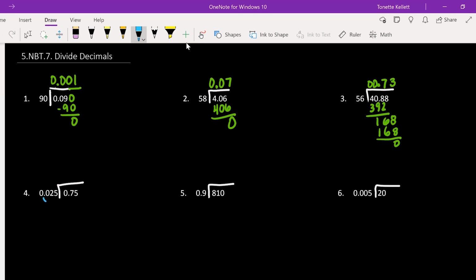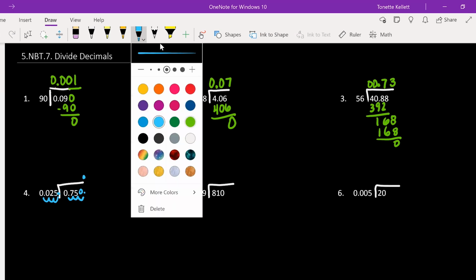So to make this a whole number, I need to move the decimal 3 spaces to the right. So I'm going to have to move the decimal 3 spaces to the right here. I've multiplied the divisor by basically each one of these is times 10. So I've multiplied it times 10, times 10, times 10. That would be 1,000. So if I multiply this by 1,000, then I'm going to need to multiply this by 1,000 and get 750. I bring my decimal straight up and I'm ready to divide.